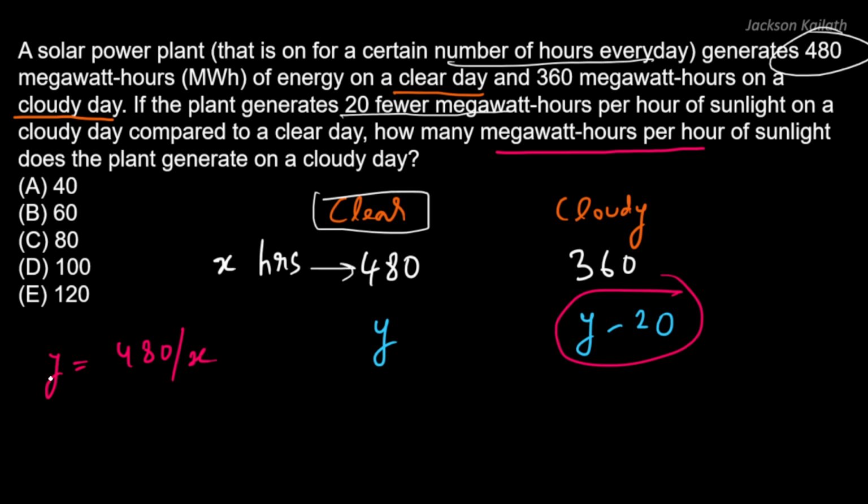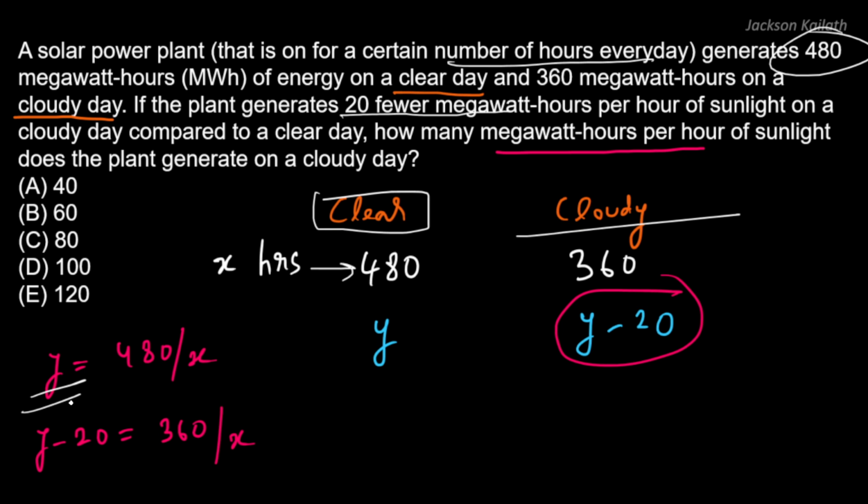So why is that so? Over here you can see that Y is actually the megawatt hours per hour of sunlight on a clear day. So that's the same thing, right? So 480 by X is equal to Y. Now let's proceed and take a look at the conditions for a cloudy day. So on a cloudy day in X hours, the plant produces 360 megawatt hours. So in 1 hour, it would produce 360 divided by X megawatt hours. And that's the same thing as this Y minus 20, right? Because this is Y minus 20 as per the information given in the question. So let's note that down. So Y minus 20 is equal to 360 divided by X.